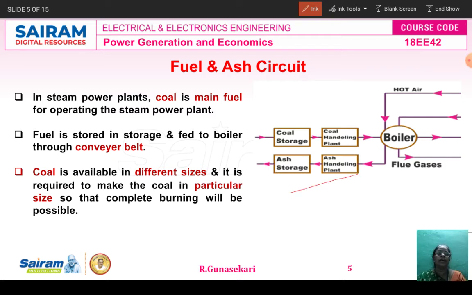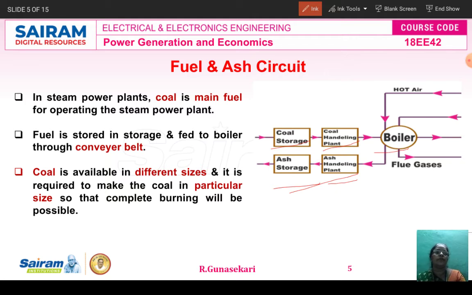The fuel and air circuit consists of what? That means the whole fuel storage, whole handling, and then boilers. These are the fuel storage and handling, and that is the ash circuit.